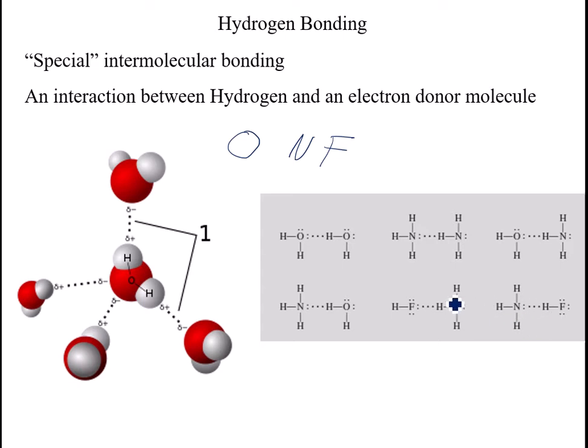The one they don't have shown here is that I can have an HF-HF bond also, with fluorine being the donor and hydrogen being the acceptor. Okay.